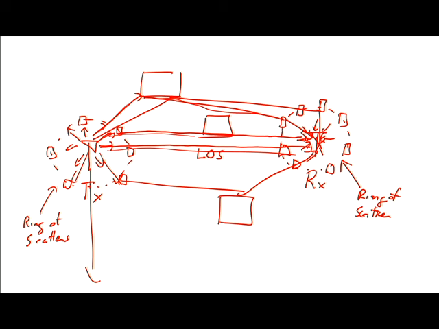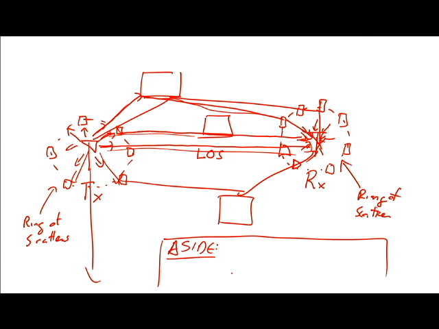So what happens is the one with the shortest distance is going to be the first to arrive. And the more ricochets you have, the longer the path from the transmit antenna to the receive antenna, the later that copy of the signal gets there. So what you'll get, let's say we have an aside here, aside.